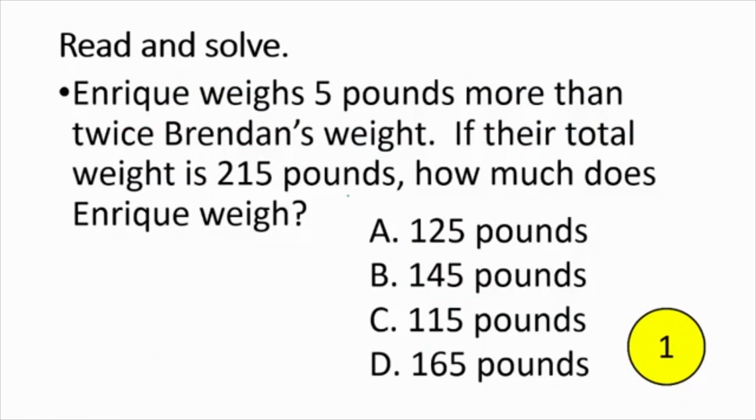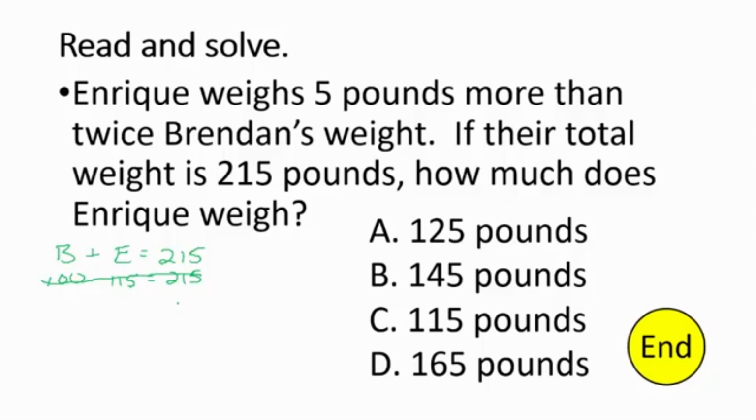Here we go. All right, Enrique weighs 5 pounds more than twice Brendan's weight. If their total weight is 215 pounds, how much does Enrique weigh? Tricky question. We don't know how much Enrique weighs. We don't know how much Brendan weighs, but we do know that Brendan plus Enrique equals 215. So if Brendan was 100, for instance, Enrique would be 115. There is some more information, and it's going to help us solve this, so that is not correct.